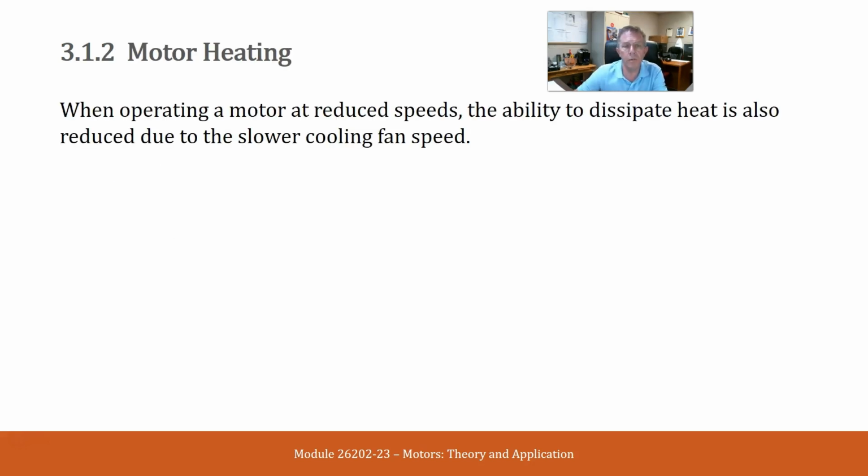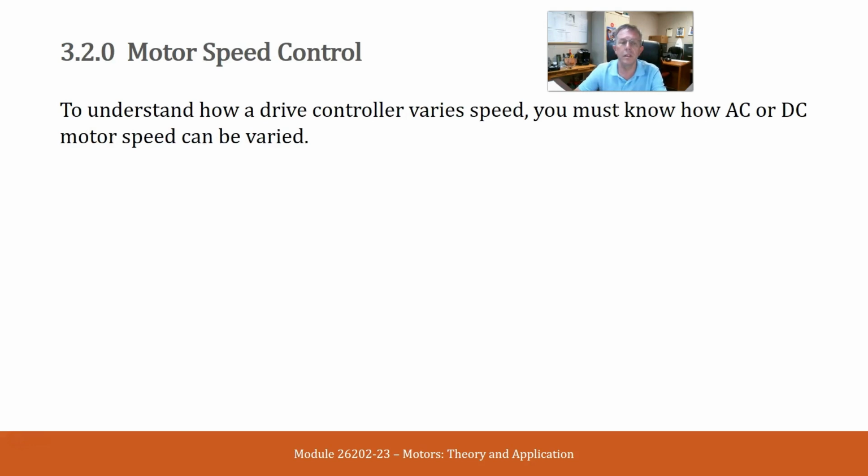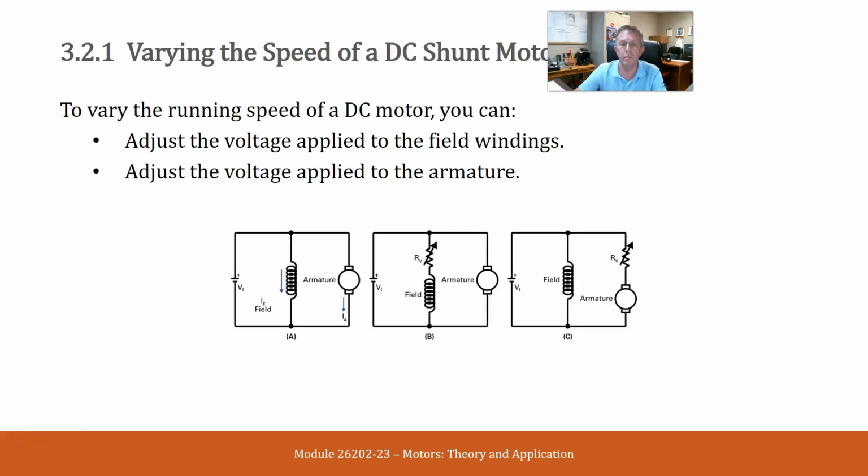Motor heating. When operating a motor at reduced speeds, the ability to dissipate heat is also reduced due to the slower cooling fan speed. To understand how a drive controller varies speed, you must know how AC or DC motor speed can be varied. To vary the running speed of a DC motor, you can adjust the voltage applied to the field winding or adjust the voltage applied to the armature.